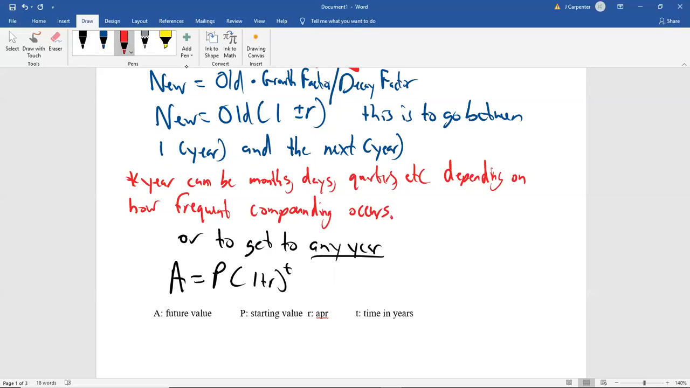So please understand this is years only when we're compounding annually. If you see a problem that says we're compounding monthly, this formula is out. If you see a problem that says we're compounding daily, this formula is out. If you see a problem that says we're compounding twice a year, twice isn't once, that formula would be out. We'll see that next class.